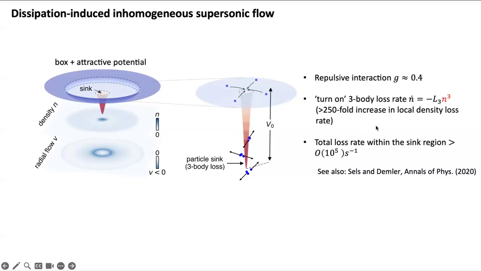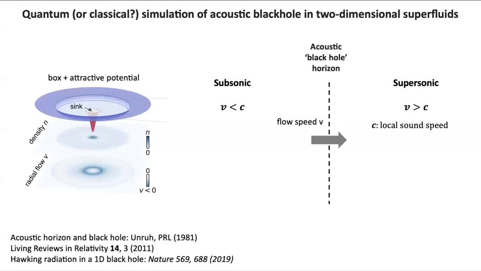So right in the center, we have a three-body loss that's proportional to density cubed. Since the density in the center is as high as 10 times higher than the rest of the system, the three-body loss rate right in the middle will be, I write down, 250-fold. Sometimes it's actually almost 1,000-fold stronger than the rest of the gas. That means that this center acts like a sink, very efficiently removing particles from the center.